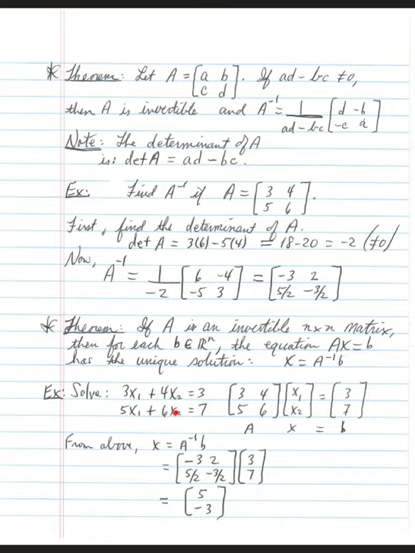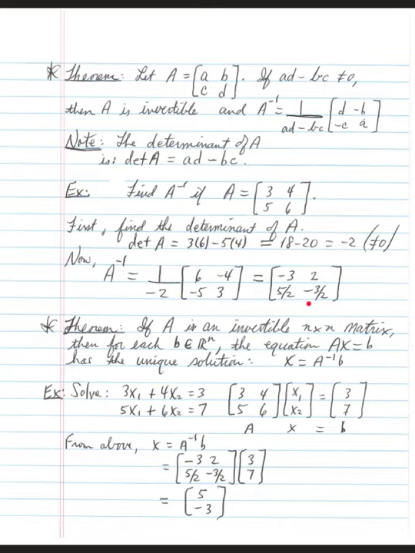Let's solve this system of equations. We're going to pull all the coefficients for matrix A, 3, 5, 4, 6. Matrix B is comprised of the values each equation is equal to. And then we're solving for X, so we still have our column vector x1, x2. This is our matrix equation, AX equals B. From above, we know the inverse of this one, because we did it up here, is this matrix.